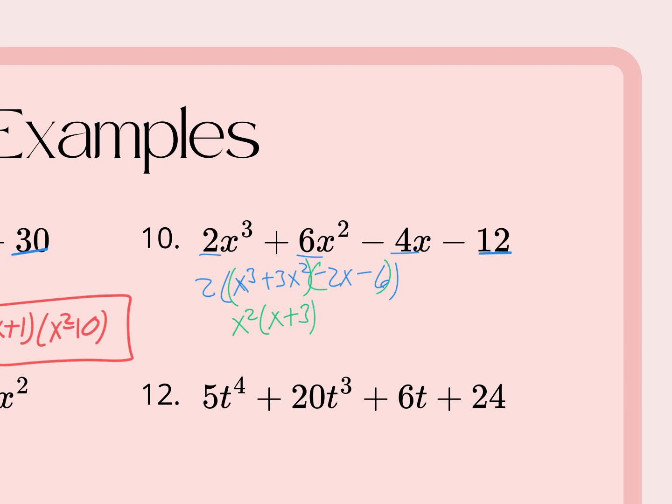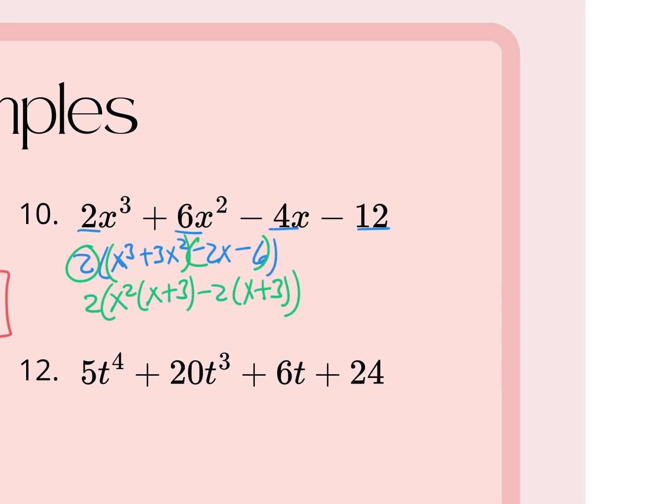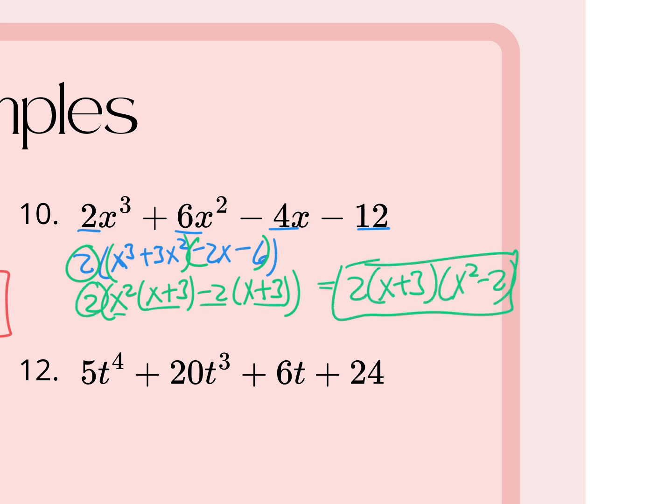GCF of that second group is going to be a negative 2 I can take out, and then I'm left with an x plus 3. And then I still have that 2 left over on the outside. All right. And then on the inside, x plus 3 matches. X squared minus 2 is left over. And then I have that 2 left over on the outside as the common factor. So your answer would look something like this.